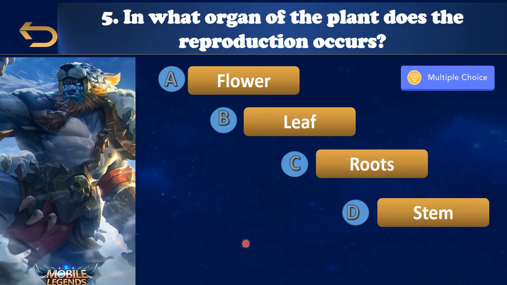Number 5 question. In what organ of the plant does reproduction occur? Is it A. Flower, B. Leaf, C. Roots, D. Stem? And go. Okay, time is up. The correct answer is letter A.